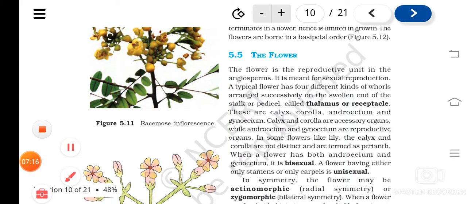Then we have studied in detail about the flower. So the flower is what? The reproductive unit. The stalk of the flower is the pedicel. It has a swollen tip known as the thalamus or receptacle, and on it the various whorls, like calyx, corolla, androecium, gynoecium, etc., are arranged. Calyx and corolla are accessory organs or non-essential.